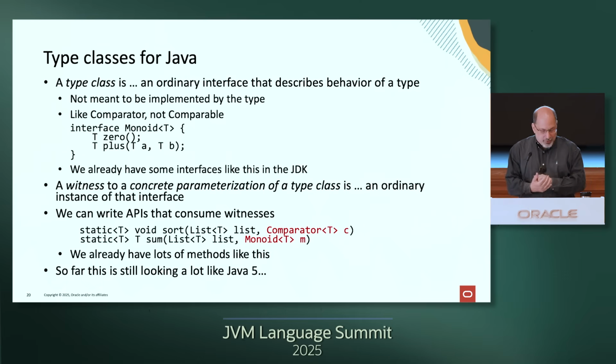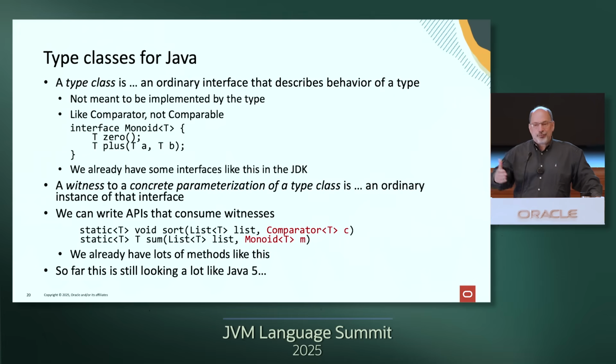So this interface Monoid<T>, which has a T-returning zero method and a plus method that takes two T's and returns a T, is a good example of a type class that represents that this type can be added up. And we have some interfaces like this in the JDK already.